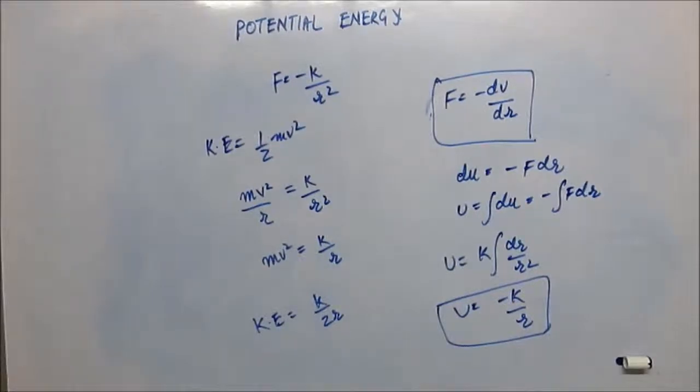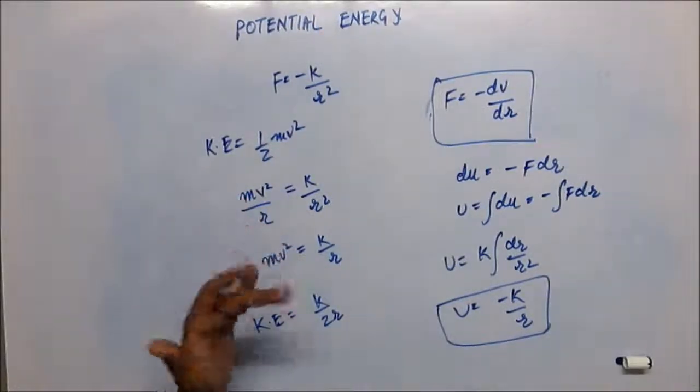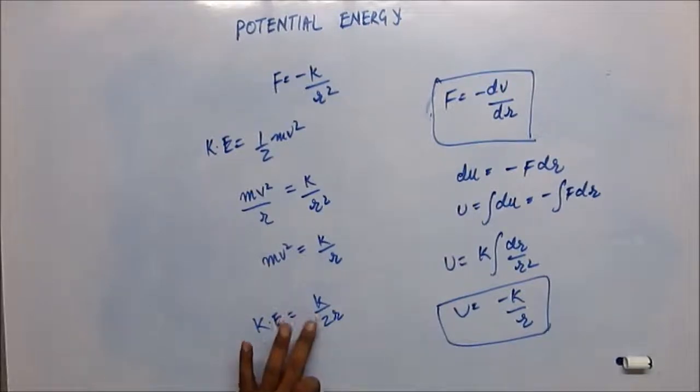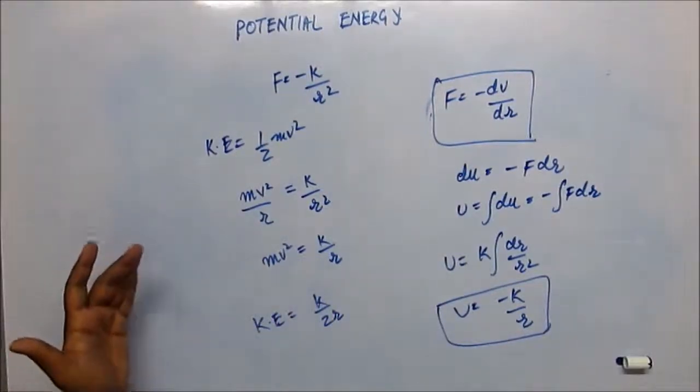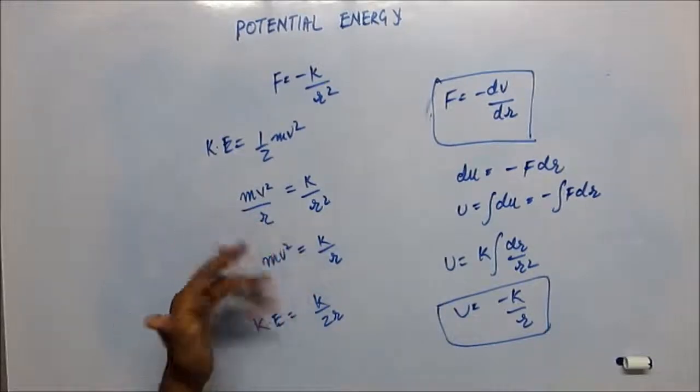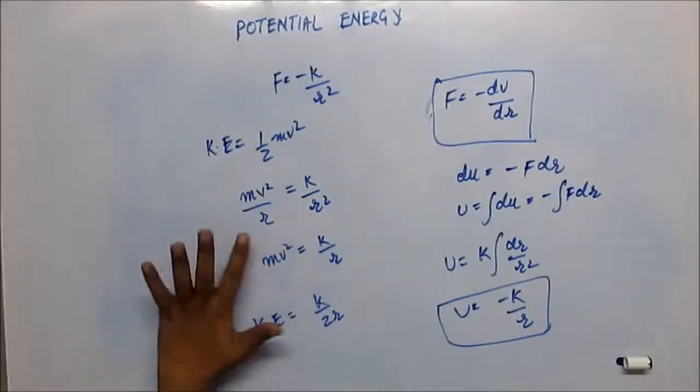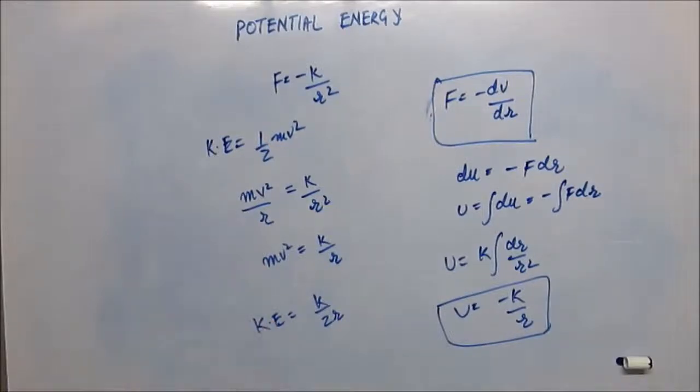If we would have used force as minus K upon R squared, then kinetic energy would have come as minus K upon 2r. That would have meant that kinetic energy is negative. But kinetic energy is not negative. So actually mv squared upon r should be equated numerically with the value of the force, because we are not considering the force to be a vector. We are not using the sign. We should not use a sign here. So kinetic energy has come out as K upon 2r, potential energy as minus K upon r. So total energy will be equal to minus K upon 2r. That is the total energy.